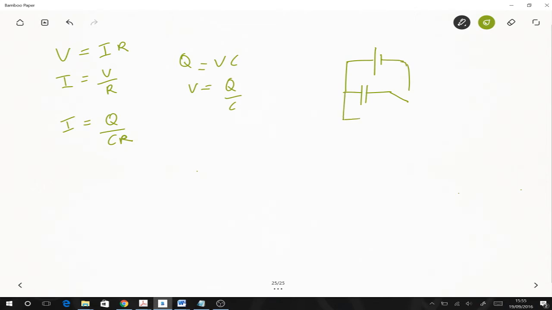And now this flow of charge is a differential equation. We can solve the differential equation and we've got a nice new equation to use. So I've got flow of charge rather than current now, and that's equal to minus Q over CR. Now it's minus because the charge is flowing out of the capacitor.